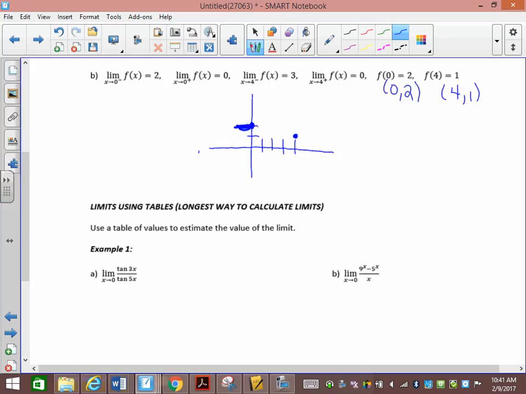I love smartboards. And then on the right of 0, it's approaching 0. I'm going to do an open dot at 0, and from the right, it's approaching it. So I'm just going to do a little dash in so I know that it has to come from the right to get to that point, right? Left of 4, it's approaching 3. So somewhere in here, it's coming from the left. And the right of 4, it's approaching 0.